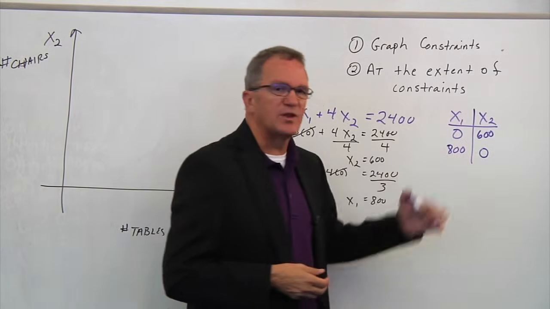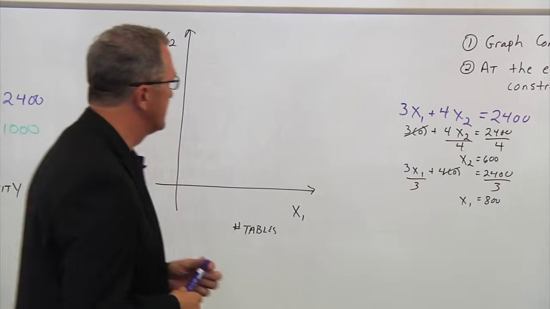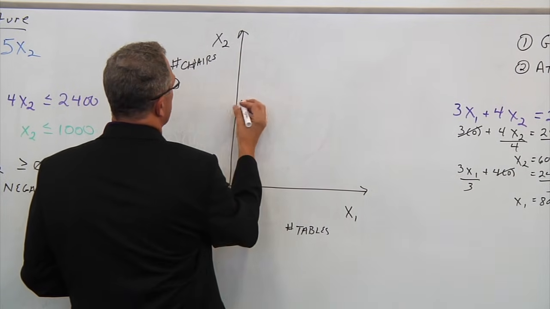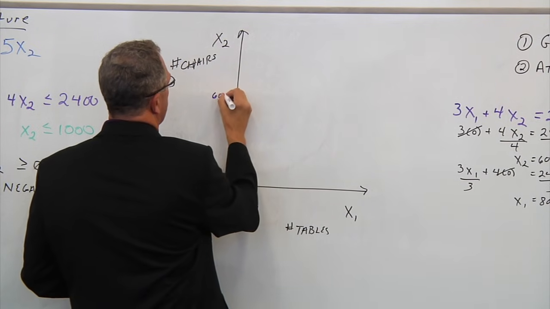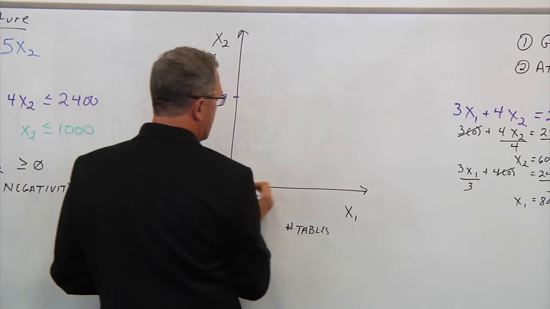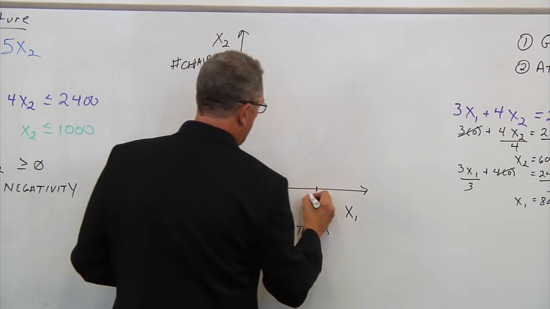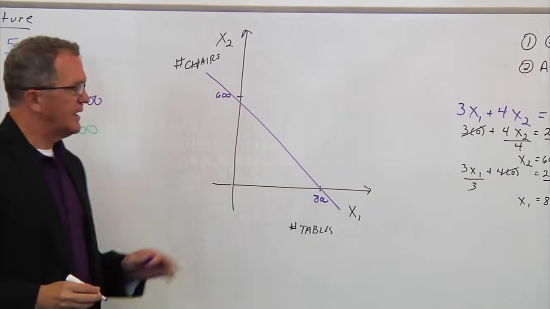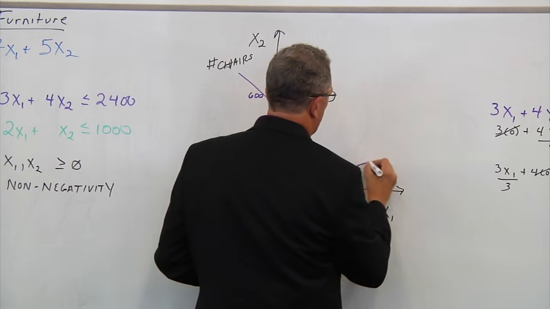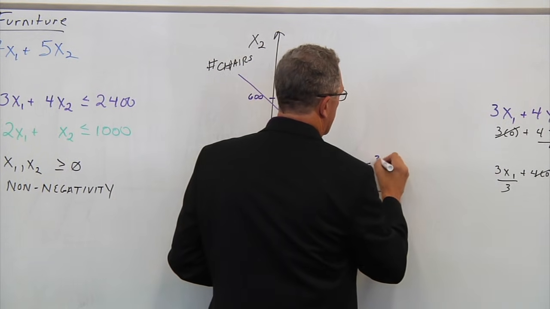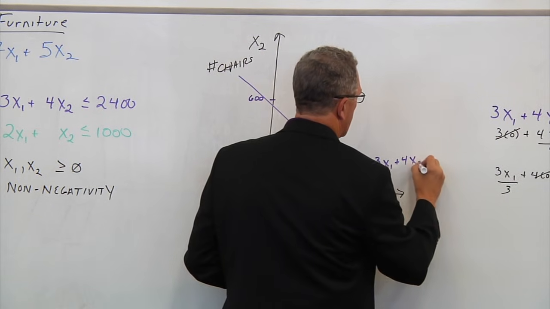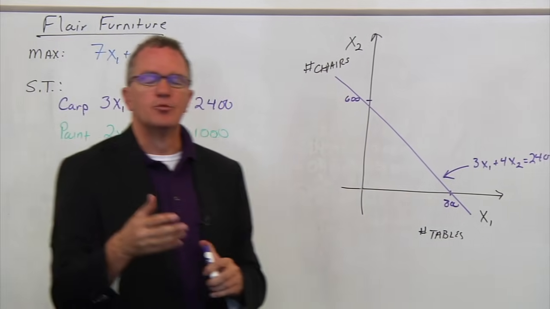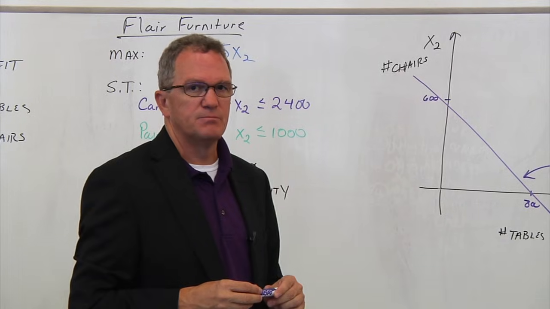I now have 2 points on the line. I can graph this line. I can come out here to x1 is 0, x2 is 600, x1 is 800, x2 is 0, and I can draw a straight line through here. Everywhere on this line, 3x1 plus 4x2 equals 2,400. Everywhere on that line, I have consumed 2,400 hours of carpentry.